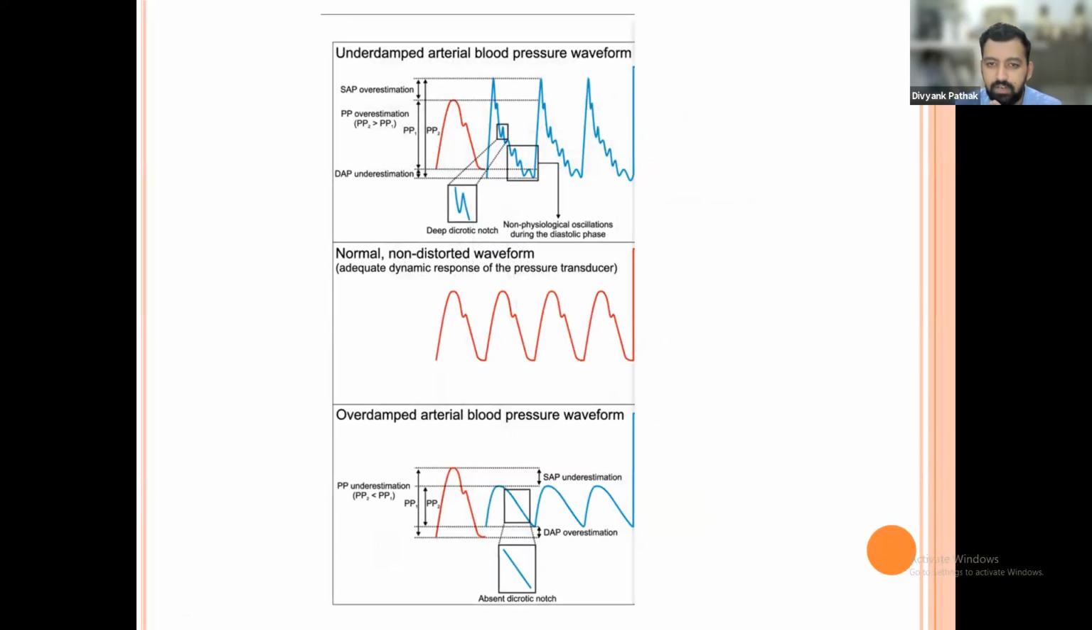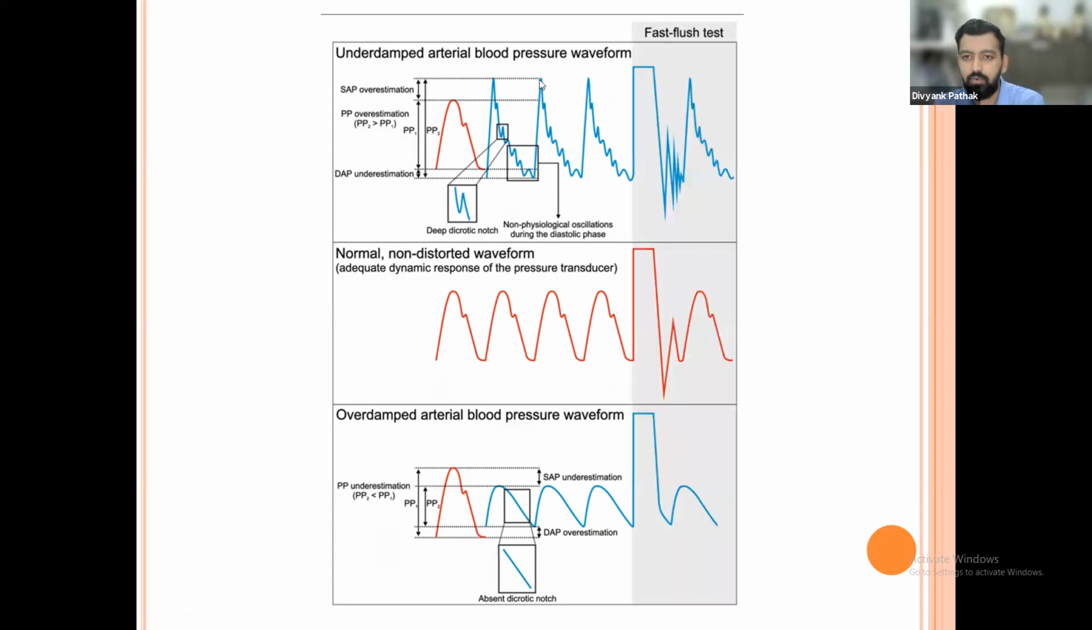Now here we can see this normal. This is under dampened. Now after the fast flush test, we can see the reverberations. This is what we see in the monitor. These are the waveforms after doing the fast flush test.